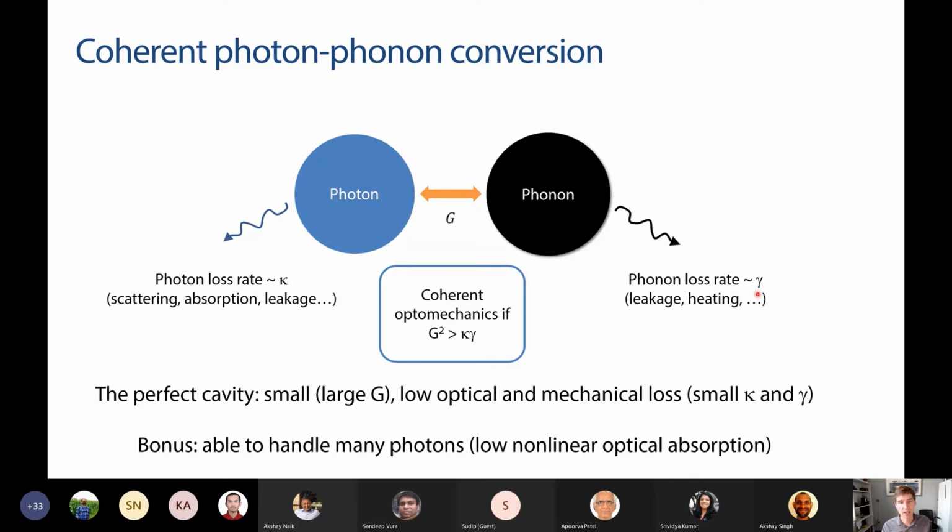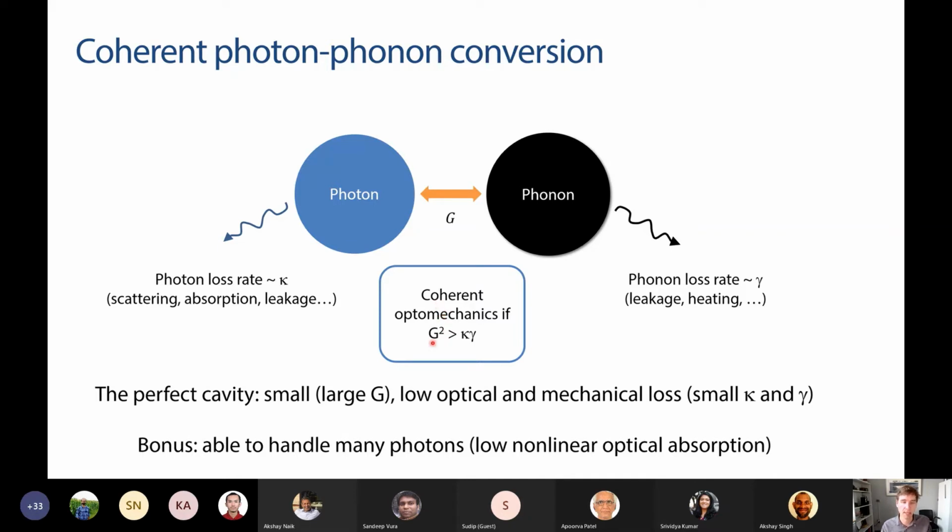And we have a mechanical degree of freedom, which is characterized by some mechanical quality factor or loss rate. And the goal of our experiments, at least the first necessary step of many of our experiments, is to build a system where the interaction rate, G, exceeds both of these loss rates. And to do this, you basically need to build a small cavity, which gives you large G, and a system with low optical and mechanical loss, so small optical and mechanical decay rates. And as a bonus, you want to be able to put lots of photons into our cavity in order to parametrically enhance this coupling rate, which I'll talk about if there's time.